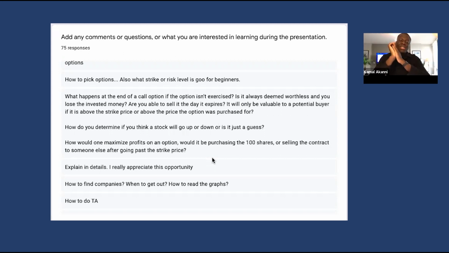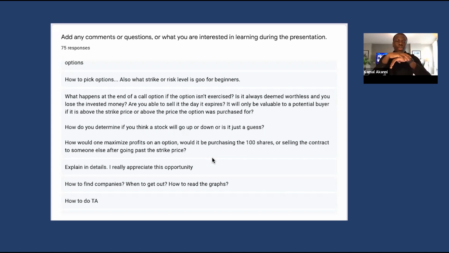If your strike price is out of the money, then you can still attempt to sell the day it expires, but there won't be any buyer because no buyer wants to buy an option contract that has no value to it. So because there was no buyer, it will just expire worthless. It will only be valuable to a potential buyer. Yeah, that's correct.